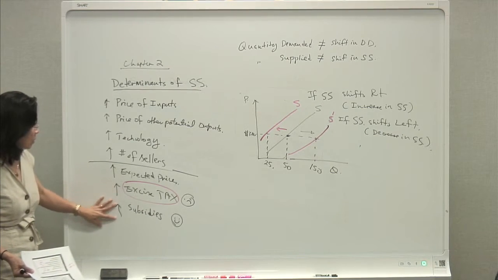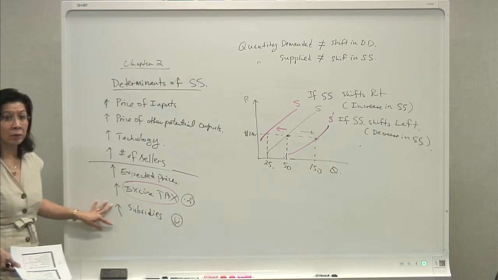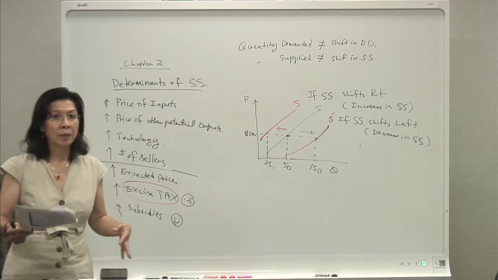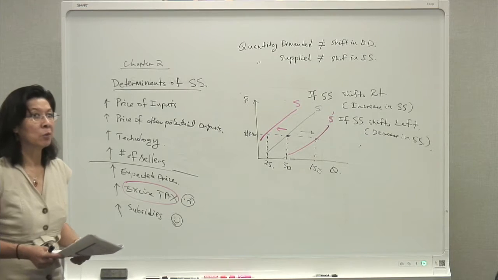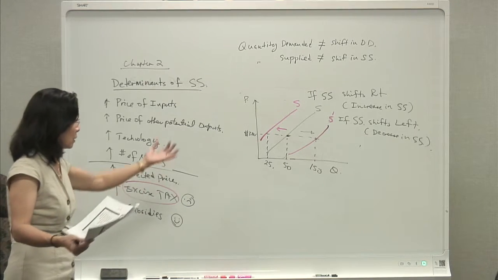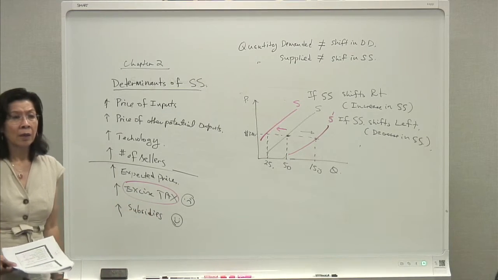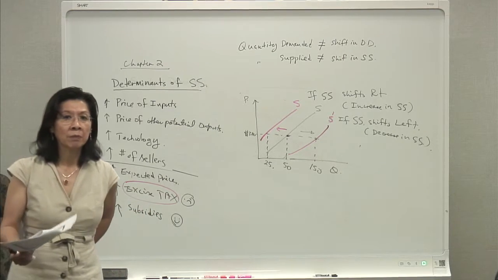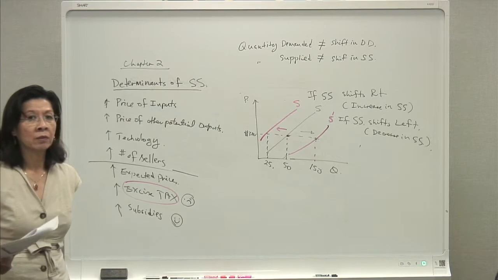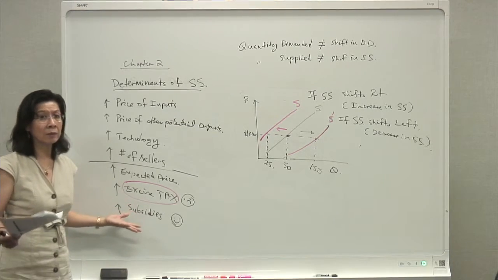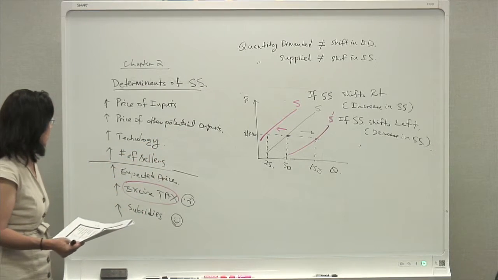Okay, excise taxes and subsidies have the same effects on the supply side, because if more excise tax is imposed on the supplier, then you're more discouraged to produce. Supply could shift to the left, and vice versa. If you have subsidies from the government to produce on your farm, basically, yes, the answer is yes. You will produce more, and supply could shift to the right.